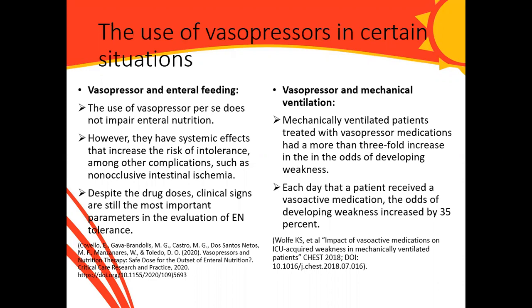I think we need more studies, or we can do a systematic review of the existing literature before we can make a categorical statement. Well, obviously, patients on vasopressor who also require mechanical ventilation seem to develop muscle weakness by as high as 35%. That's like more than 1 in 3 patients. That's huge.